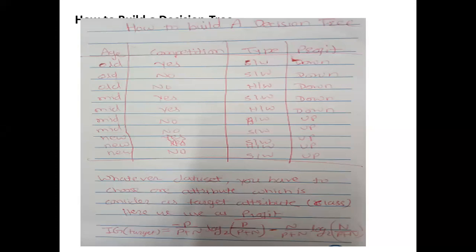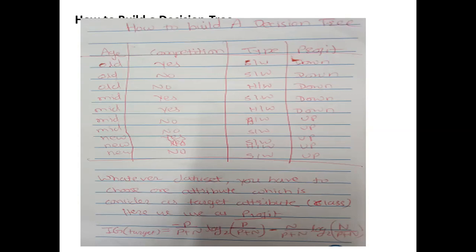So first of all, we have to find the target attribute from this data set. Whatever the data set, you have to choose the attribute which is to be considered as the target attribute. Here we are using profit as the target attribute. The target attribute is also called the class attribute, from which we are going to identify the class, right? So here we consider the profit attribute as the target attribute.